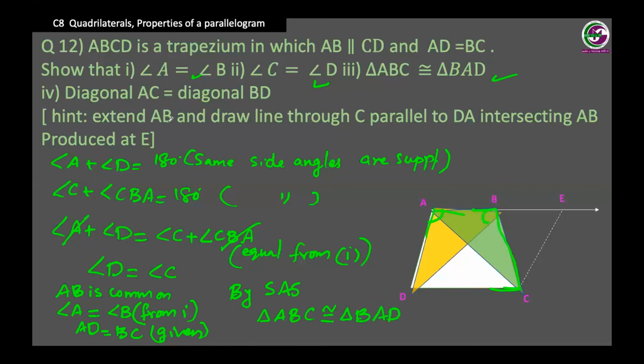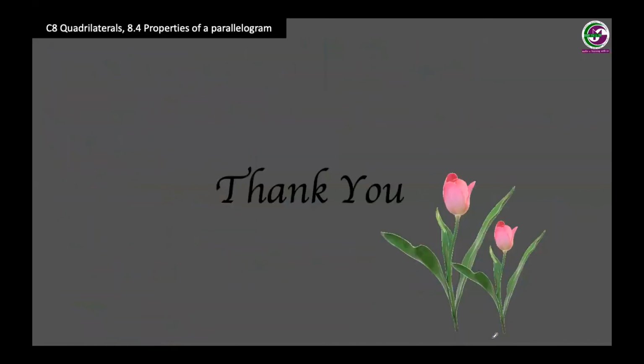And finally, we have to show AC and BD. You got it, right? AC is equal to BD because corresponding parts of congruent triangles are equal. Wasn't it easy? That's all for this exercise and hope it's clear. Thanks for watching and see you in the next period.